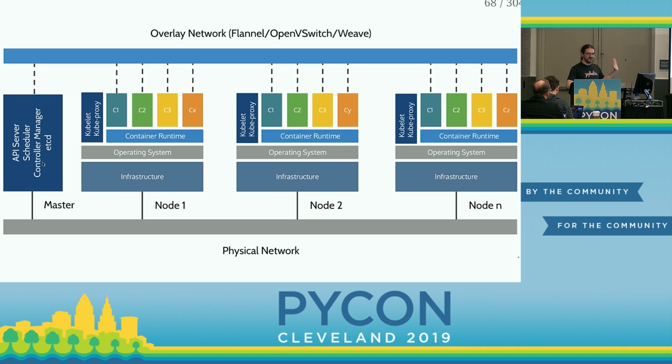On the left-hand side here, the dark blue rectangle, that's the control plane. That's the brains of the cluster. Each time we want to interact with Kubernetes, it's going to be through that. We're going to talk to this control plane, and then it's going to figure it out with the rest of the cluster. Then we have the nodes, which will run our actual containers. The actual containers are the little colored rectangles here.